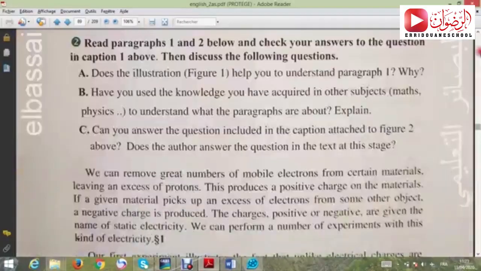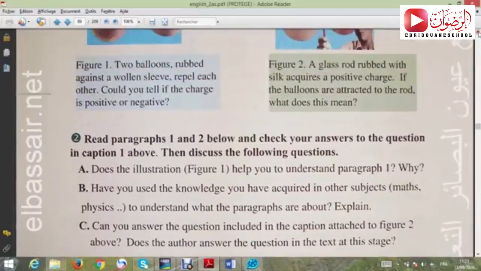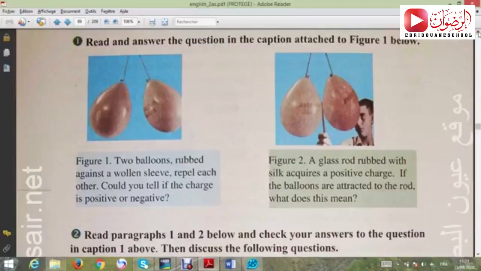So here, on this page 89, we have these two pictures, figure 1 and figure 2. We're going to see two balloons separated or pulled apart from each other. Figure 1: two balloons rubbed against a woolen sleeve. A woolen sleeve is the part of your clothing that you wear near your hand. This is the sleeve. Rubbed, they repel each other, so they go far from each other.